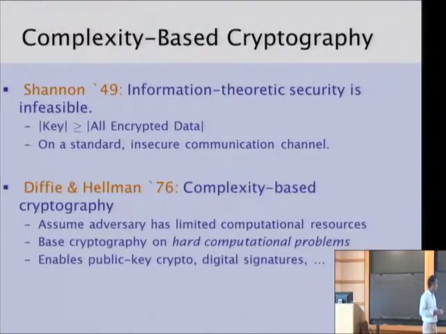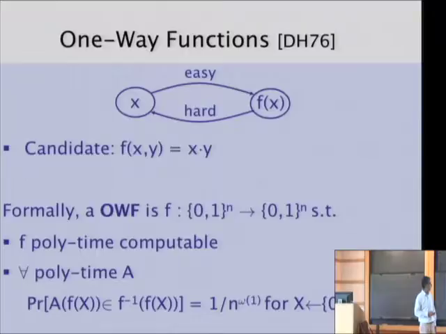Shannon showed that information-theoretically secure cryptography can't really be achieved for most of the things we'd like to do in standard settings. So Diffie and Hellman suggested assuming the adversary has limited computational resources and basing cryptography on hard problems from complexity theory. The most basic kind of computational hardness they suggested is captured by the notion of a one-way function, a function that is easy to compute, polynomial-time computable, but is hard to invert in the following average-case sense.